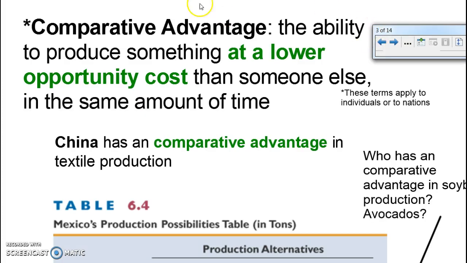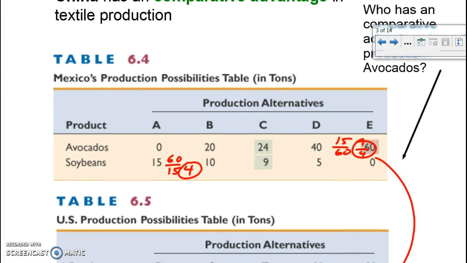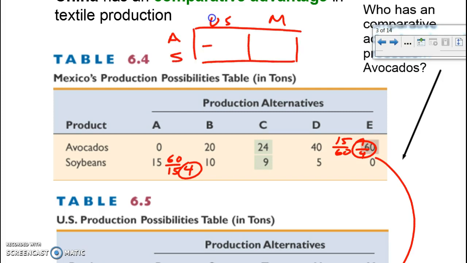So what we just looked at, right, we didn't really have a grid here. I'll show you some problems with grids. What we had here was the entire PPCs for both countries. But what we're going to do when we do comparative advantage problems is we're going to simplify that, and we're going to have a little grid that's going to be like U.S. and Mexico, avocados, soybeans, okay, and we're just going to take the data from the extremes here. Okay, so U.S.